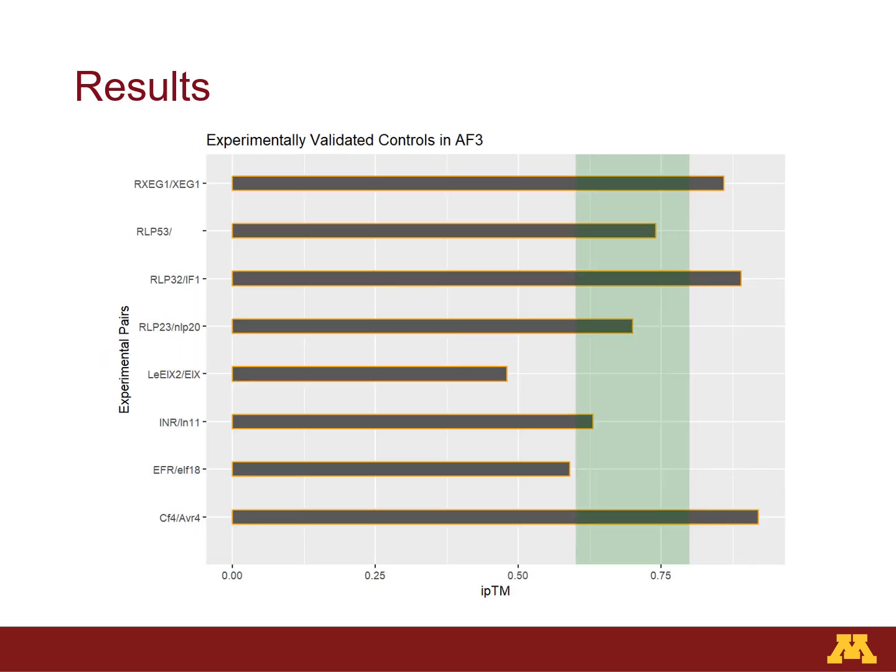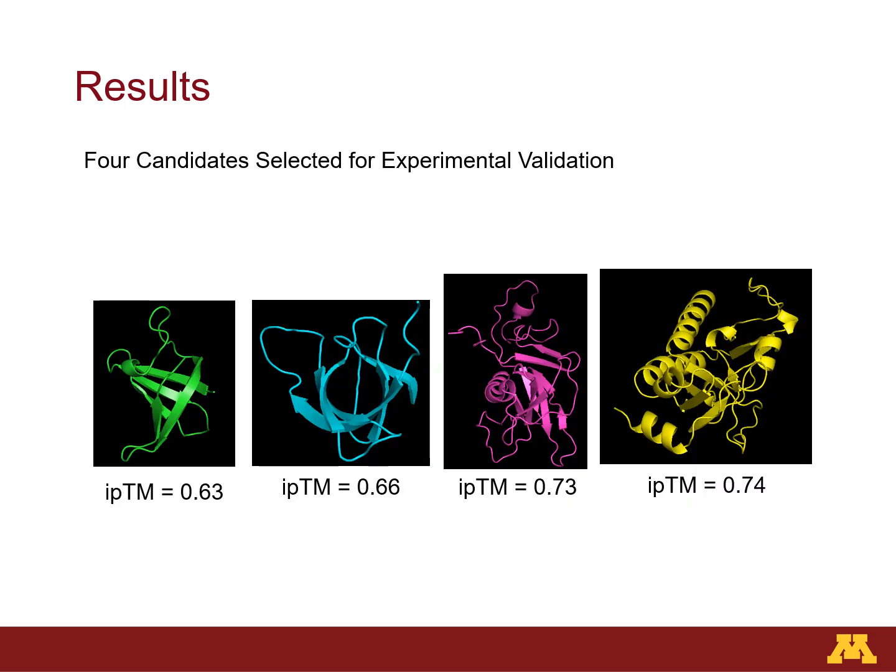Notably, RLP53 and its highest scoring predicted ligand achieved an IPTM score of 0.74, comparable to confidence levels observed in experimentally validated receptor-ligand pairs from other plant immune receptors from AlphaFold 3 predictions. 4 total proteins, 2 from each search method, had IPTM scores above the 0.57 value and were selected for further study. The exact identities of the predicted proteins are not disclosed, as this research is part of an ongoing project and we aim to prevent premature dissemination before experimental validation.